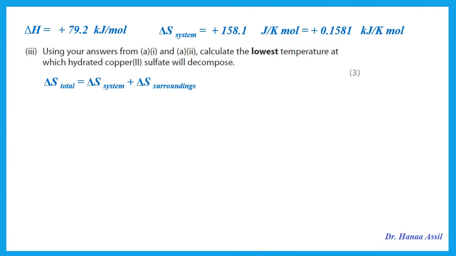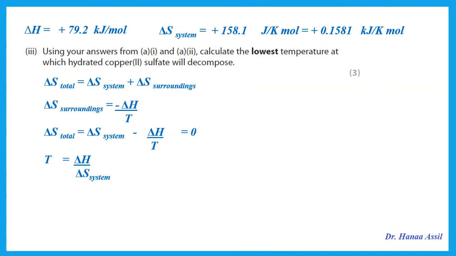We know that delta S total is delta S system plus delta S surroundings. Delta S surroundings is minus delta H over T, and the lowest temperature would be when the delta S total is equal to 0. So that means the delta S system is equal to delta H over T, and therefore the T is the delta H over the delta S system. Divide these numbers, you get the temperature, of course, in Kelvin. If you want it in degrees Celsius, subtract 273.